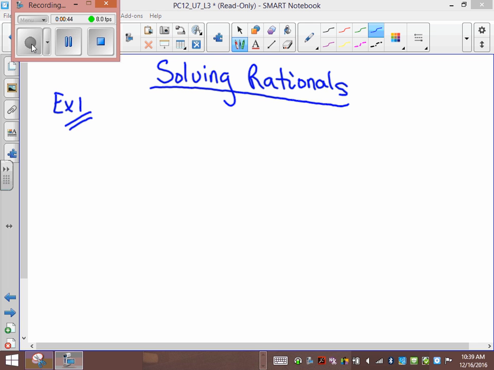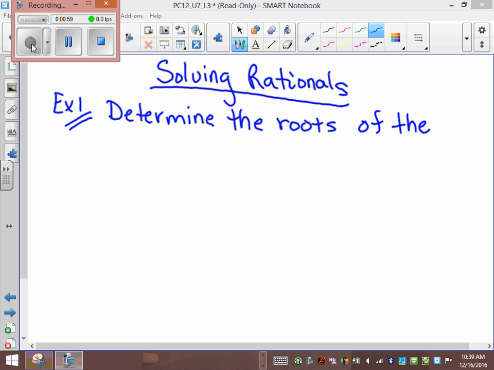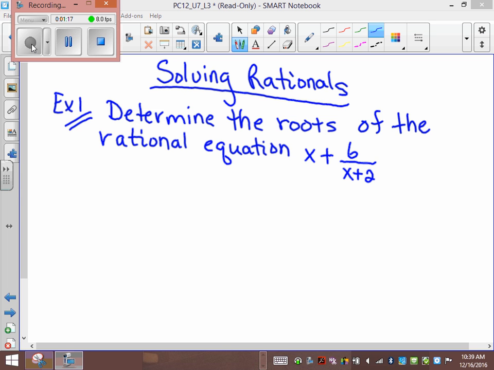Example 1, determine the roots of the rational equation (x plus 6) over (x plus 2) minus 5 equals 0. A, algebraically.